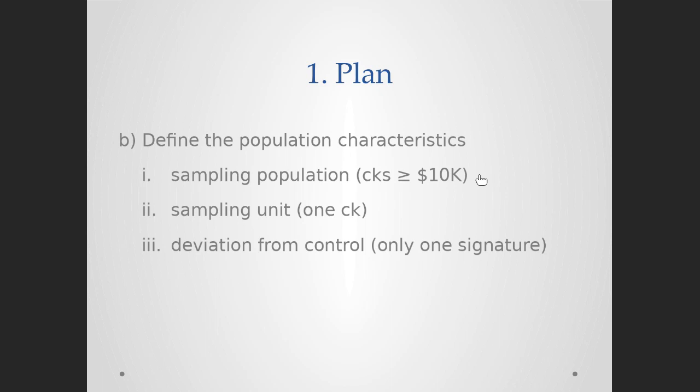To test that, we are going to look at a population of all the checks that are 10,000 or larger. So our population that we're going to sample from is all the checks that are 10,000 or above or larger. So we cannot look at all those checks. We're going to sample.